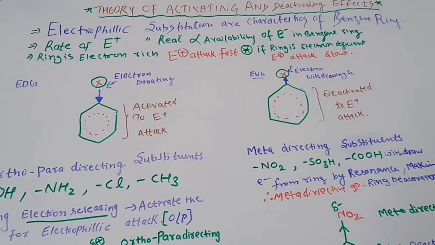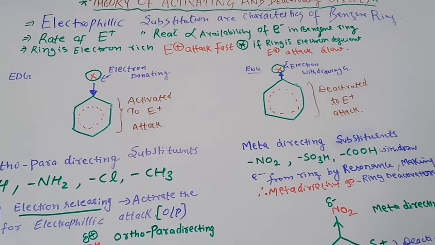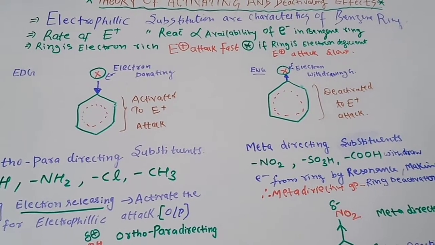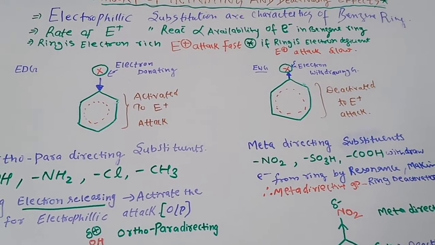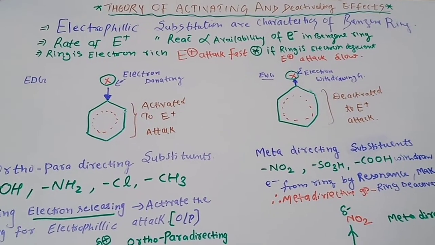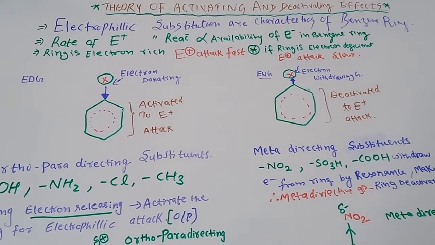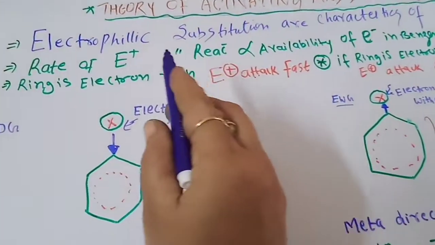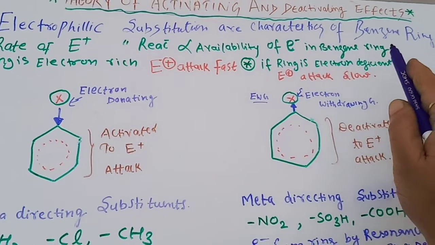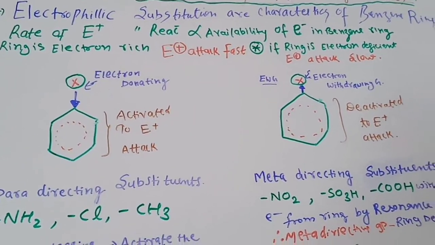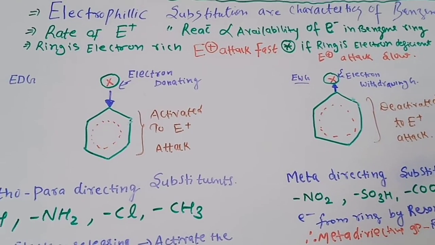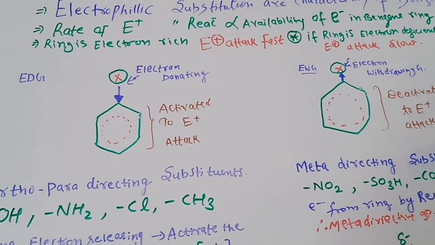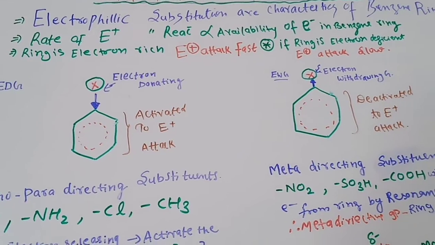There are two types of influence of the substituents. First is the directive or orientation effect, in which we have studied in detail the ortho and para directing groups and the meta directing groups, and second is the activity effect. So now we will see the theory of the activating and deactivating effects. Electrophilic substitutions are characteristic of the benzene ring. As we know, benzene undergoes electrophilic substitution reactions like nitration, sulfonation, Friedel-Crafts alkylation and acylation.